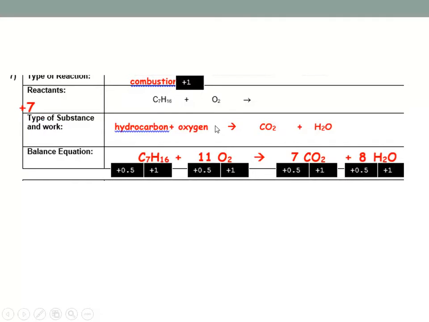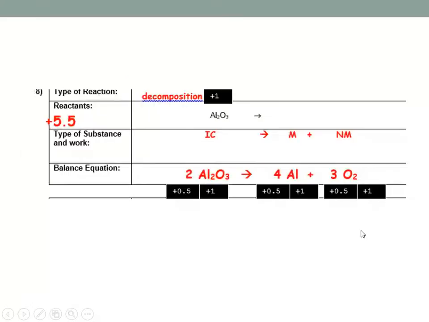7 is combustion of a hydrocarbon. Once again, products are always CO2 and H2O. To balance, you don't want to double. Coefficients are 1, 11 on the left side. On the right, products are always CO2 and H2O. Coefficients here are 7 and 8.